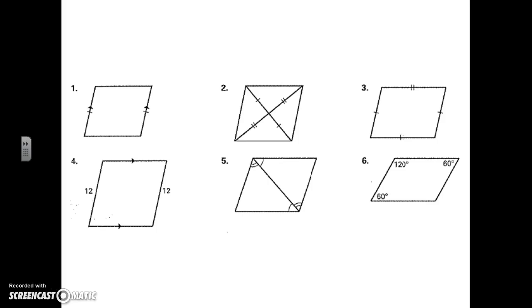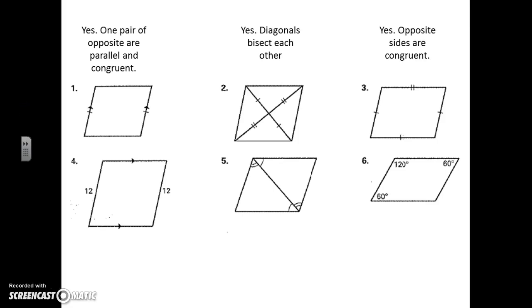Number 1, it shows that one pair of opposite sides are both parallel and congruent. So yes, it is a parallelogram. Number 2, I see that the diagonals bisect each other. So yes, that is a parallelogram. Number 3, I see that opposite sides are congruent, so it is a parallelogram. Now number 4, I've got that one pair of opposite sides are congruent and one pair of opposite sides are parallel, but they're not the same segment. So no, I cannot prove that to be a parallelogram.